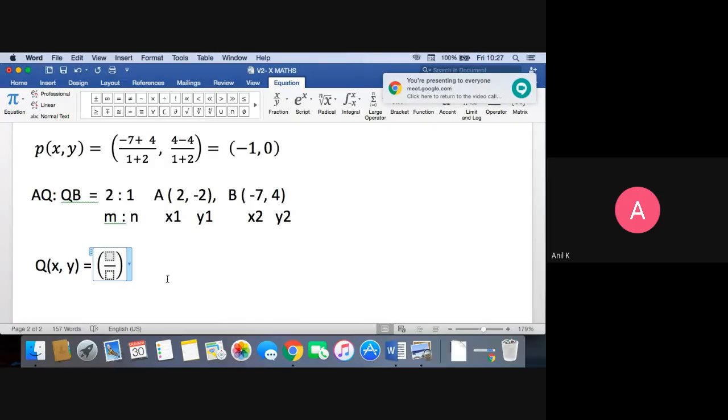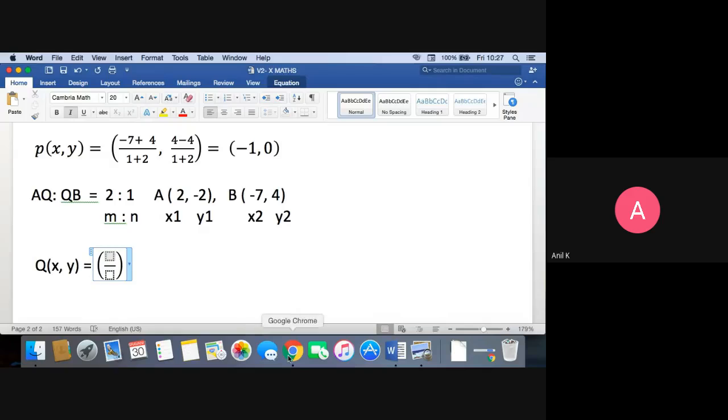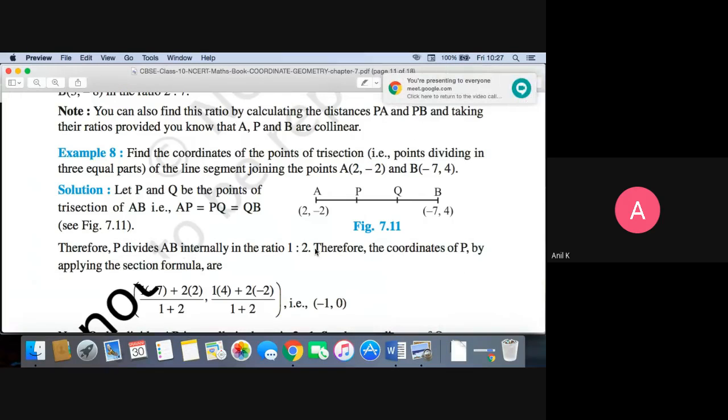So we have done the trisection. So I am leaving it here. You can try in your notebooks. It is just the same way. I know the m value, n value, x1, y1, x2, y2. Substitute in the section formula, then you'll get the answer. Yes, so we'll move to the next one.